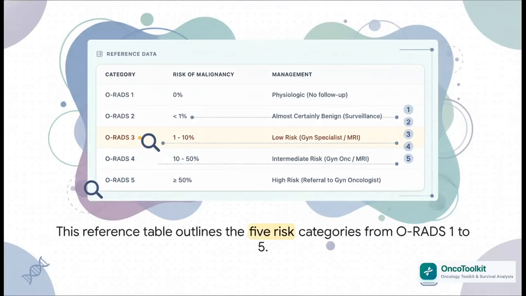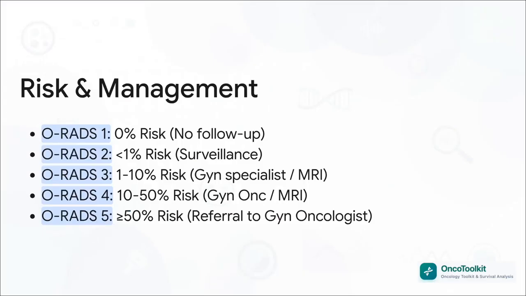So the guideline breaks down the risk into 5 super clear categories. This table you're seeing is really the heart of the system. It assigns a number, 1 through 5, based on very specific ultrasound features. Let's break down exactly what each one of these means for managing your patient. Okay, let's run through these one by one. O-RADS 1, that's 0% risk. It's a normal physiologic finding. You're done. No follow-up needed. O-RADS 2, we're talking less than a 1% risk. It's almost certainly benign, so you'll just manage that with simple surveillance.